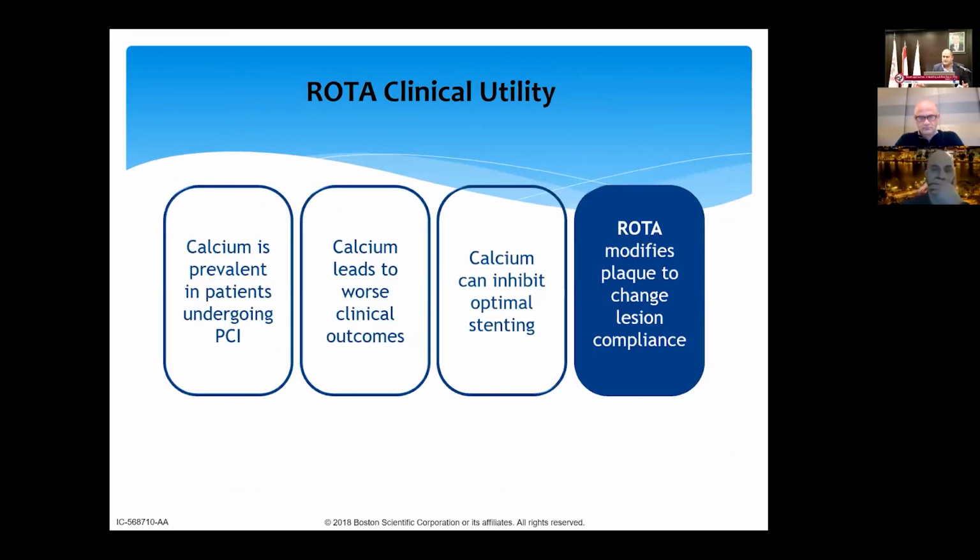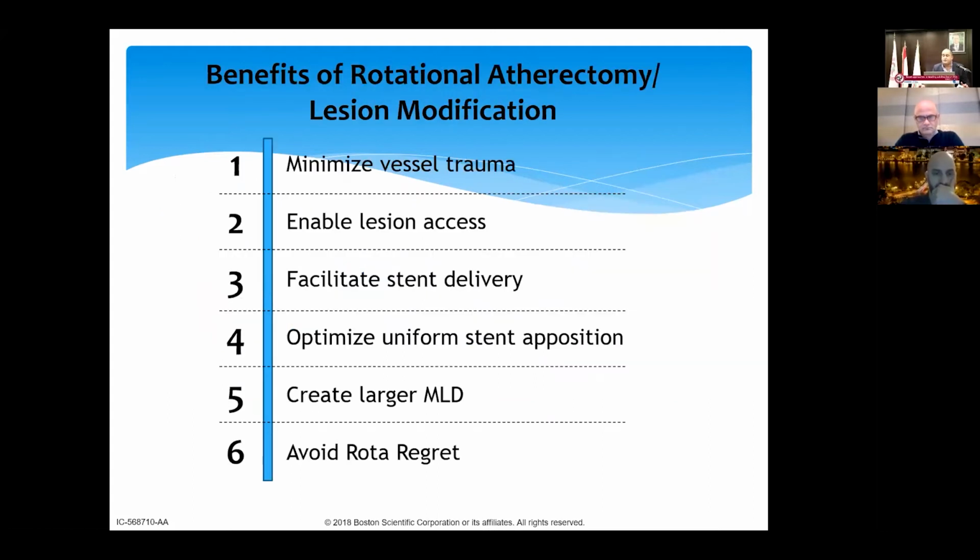Rota can modify the plaque to change lesion compliance. And I will list for you the six benefits of rotational atherectomy for lesion modification. First of all, minimize vessel trauma. Second, enable lesion access. Third, facilitate stent delivery. Fourth, optimize uniform stent apposition. Fifth, create larger MLD. Sixth, avoid rotarograde. So these are the six most effective benefits of rotational atherectomy.